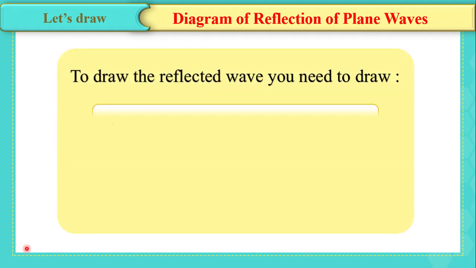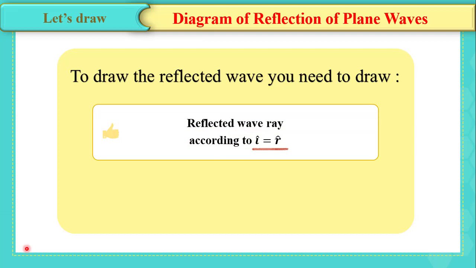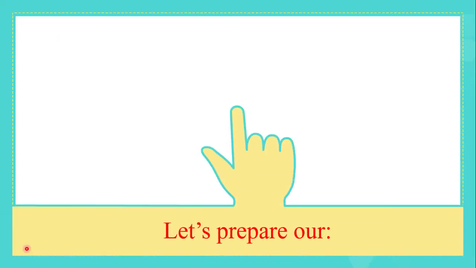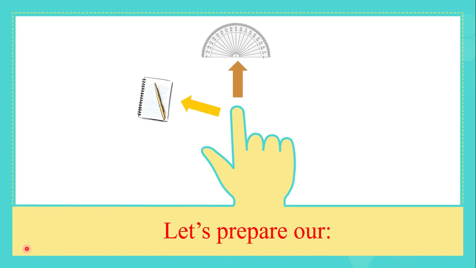Our last idea in this part is about drawing the diagram of reflection of plane waves. To draw the reflected wave, you need to draw a reflected wave ray according to I equal R, parallel wave fronts such that they are perpendicular to the wave ray and separated by lambda R equal lambda I equal lambda. Before we start drawing, pause the video and prepare a notebook, a protractor, and a ruler.